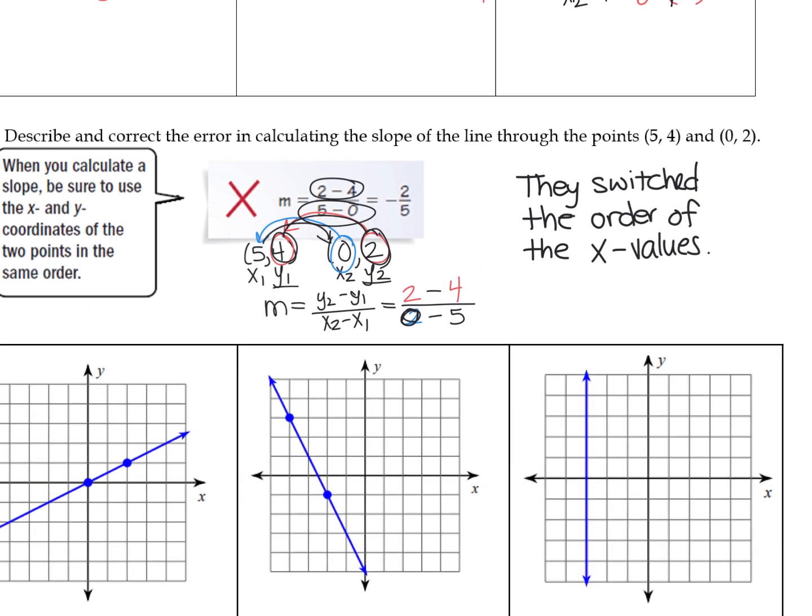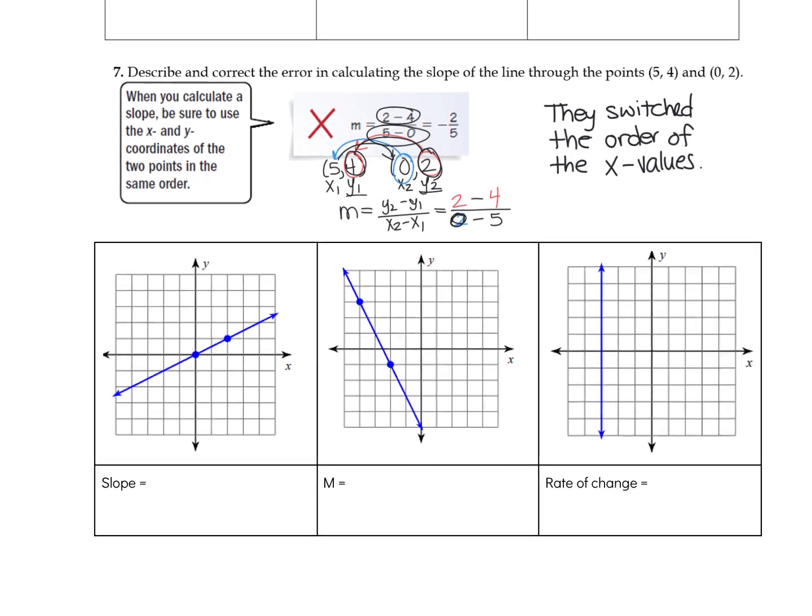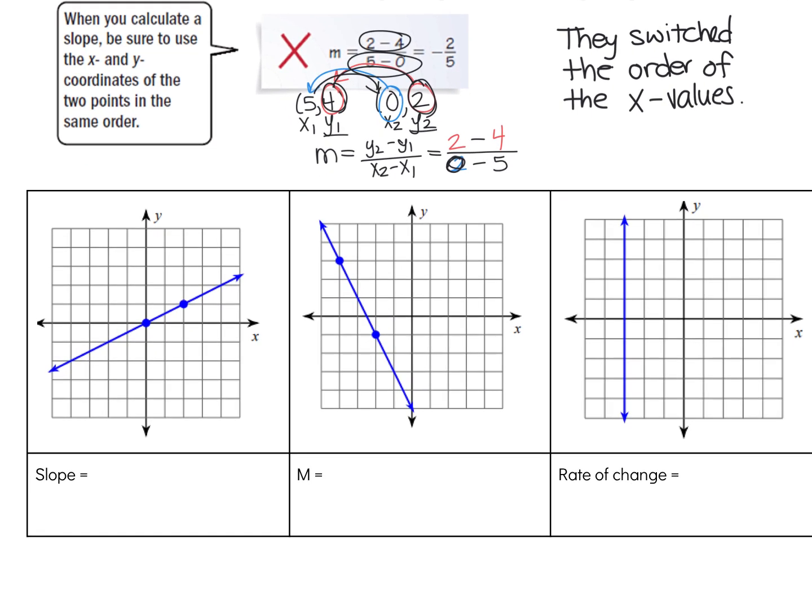Down at the bottom, you've got 3 to try on your own. Notice that the first one is labeled as slope equals, the second one is m equals, and the last one is rate of change equals. They all mean the exact same thing. So don't let how they ask screw you up. They all mean the same thing. So for each of them, you're going to do rise over run right now on your own. So pause the video, and then I will put up the answers for you to check your work.